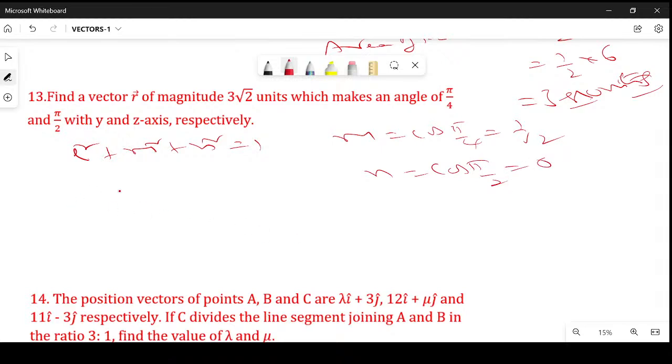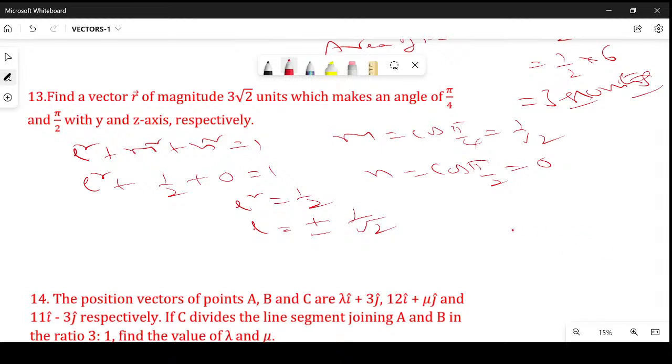We know that l square plus m square plus n square is equal to 1. We will get l square plus 1 by 2 plus 0 equal to 1. So you will get l square equal to 1 by 2. l is equal to plus or minus 1 by root 2. We got the l value, plus or minus 1 by root 2.